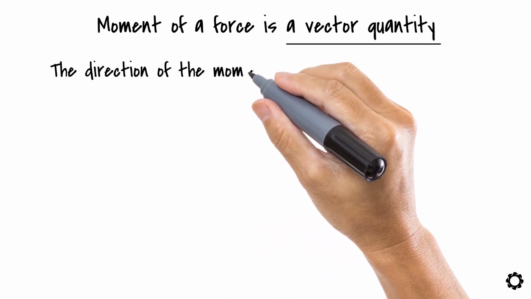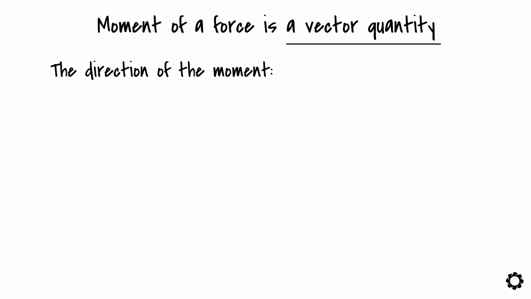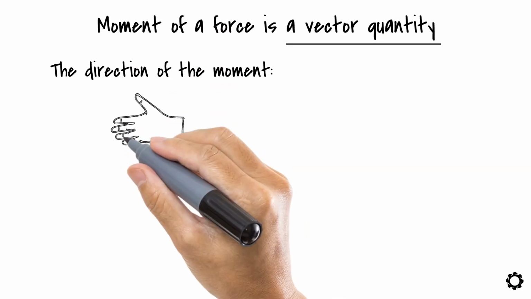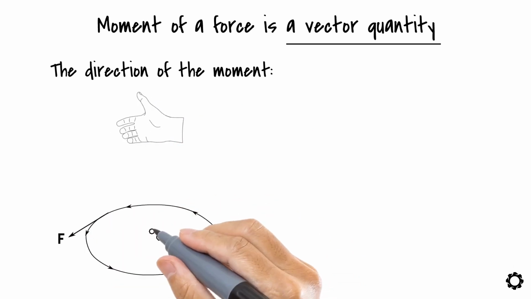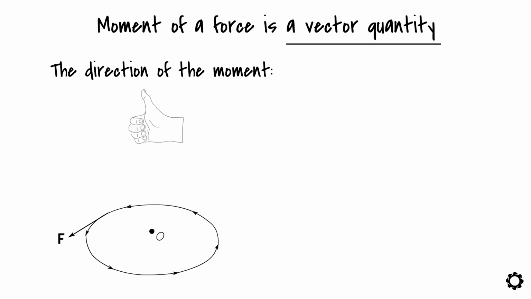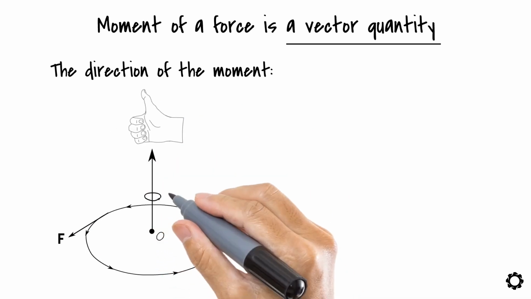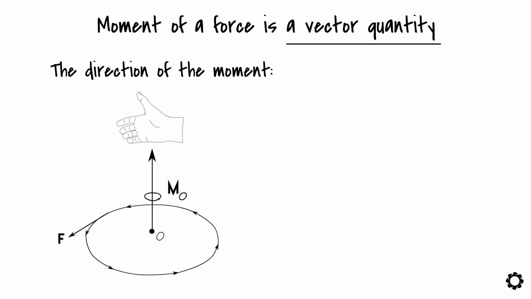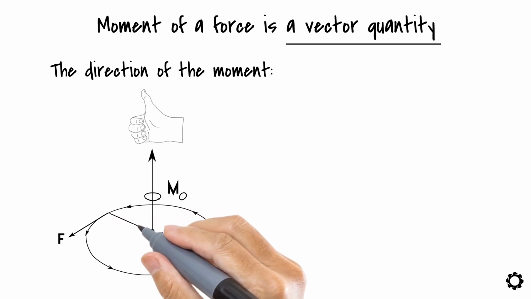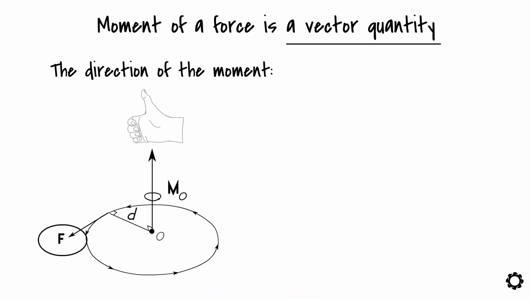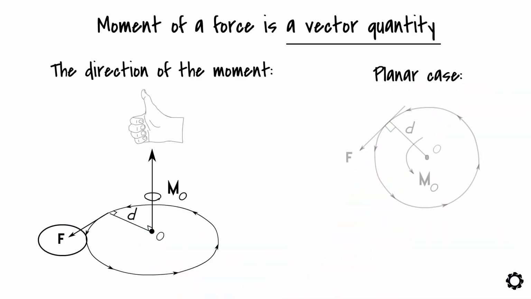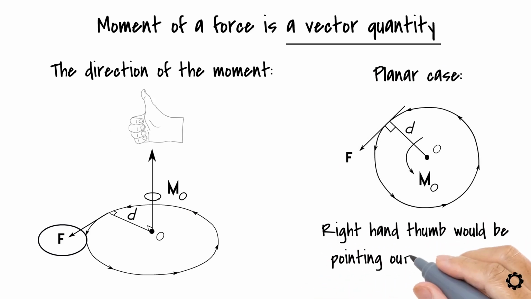The direction of the moment can be determined by using the right-hand rule. The right-hand rule tells us if we put our curled right-hand fingers in such a way that they would follow the direction of the force, which rotates about the point O, then our right-hand thumb will be pointing to the direction of the moment vector. As you can see, the moment vector is upward and perpendicular to the plane, which is formed by the force vector and the distance. In the planar case, the direction of the moment can be determined in the same way, but our right-hand thumb would be pointing out of the page.